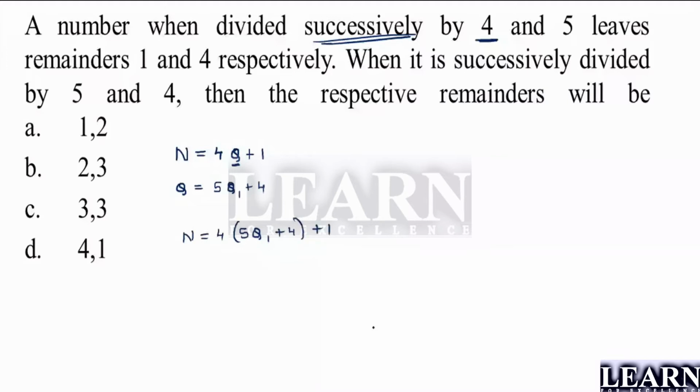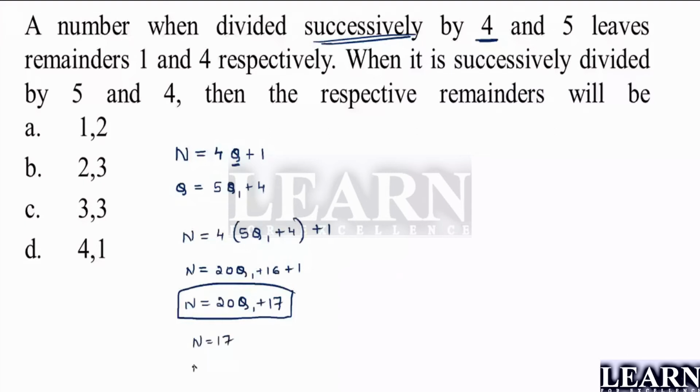This is the equation here. So n equals 4 times 5 q1, which is 20 q1, plus 4 times 4, which is 16, plus 1. So the number equals 20 q1 plus 17. If q1 equals 0, the number will be 17. The next number is 17 plus 20, which is 37, and it goes on. I'll try with the smaller number here.